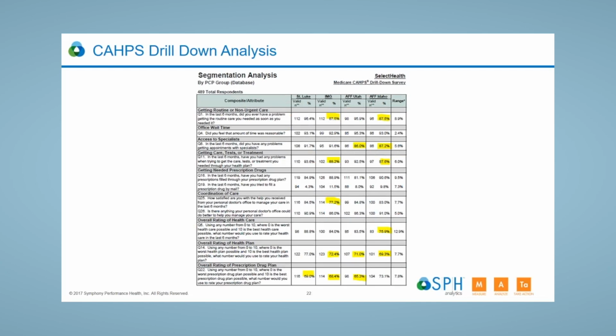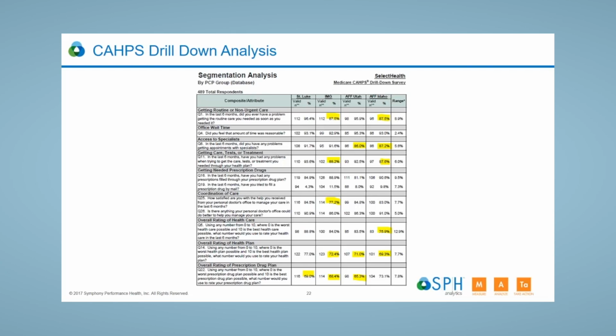And here's an example of the segmentation analysis across PCP groups. We did this based upon the member's attribution as to who their primary care doctor is, and whether they were part of the St. Luke's, Intermountain, or Utah, Idaho affiliate groups, and we wanted to look and say, what's the difference in satisfaction, and what access to care, all these different questions. How did this rate? And it was interesting, the results, what we found.